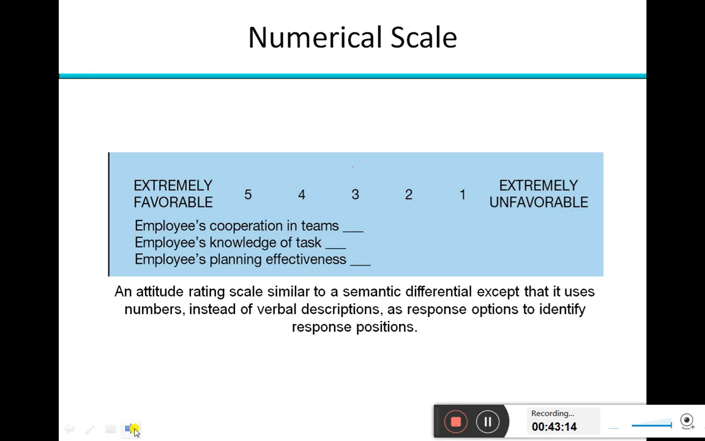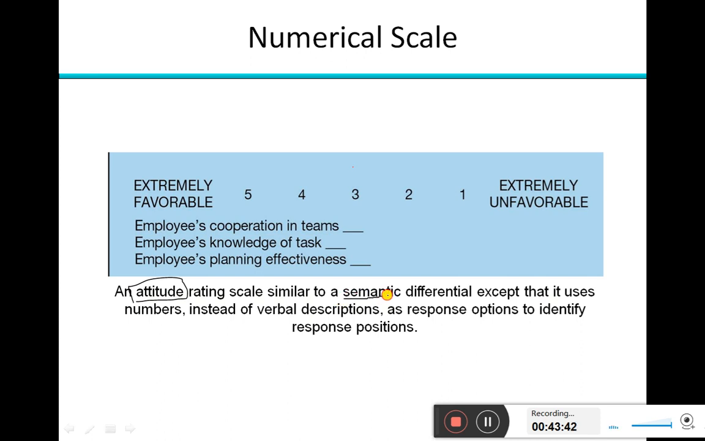Now we have the numerical scale. I will declare the definition just to make your idea clear. A numerical scale is an attitude rating scale. It means this rating scale is mostly used to measure the attitude of individuals. It is similar to a semantic differential, except that it uses numbers.